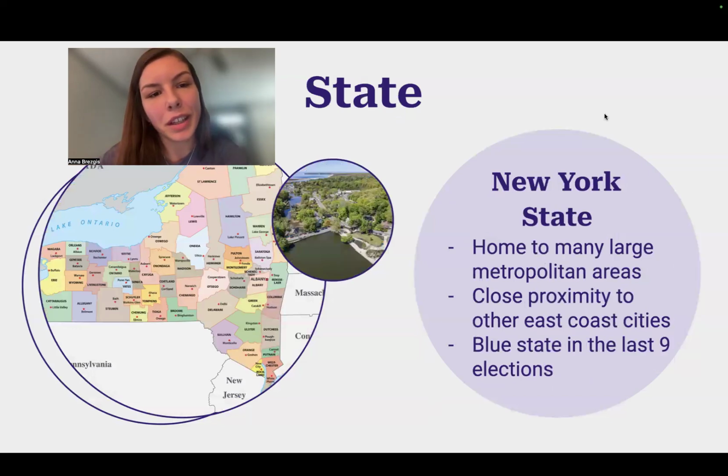Now we're at the state level. This is New York State. It's home to many large metropolitan areas: of course, there's New York City, Buffalo, and Albany, but it's also close in proximity to many other East Coast cities. You can take the Amtrak to Boston, Philadelphia, DC, Providence, Rhode Island, if you are so inclined. And it's been a blue state in the last 9 elections. I absolutely do believe that this affects language policy and funding available to IEPs on different levels.